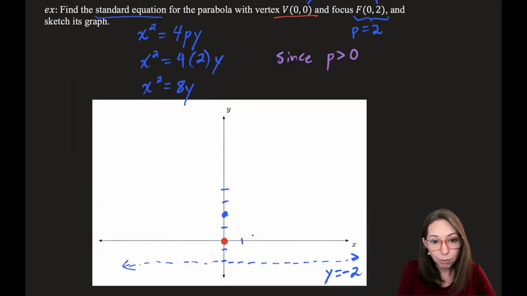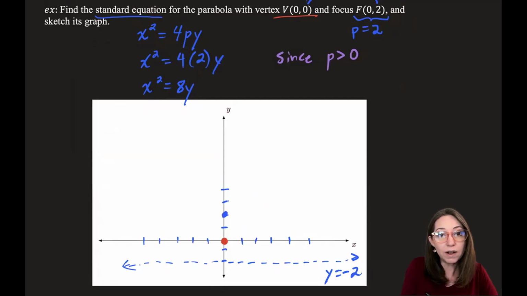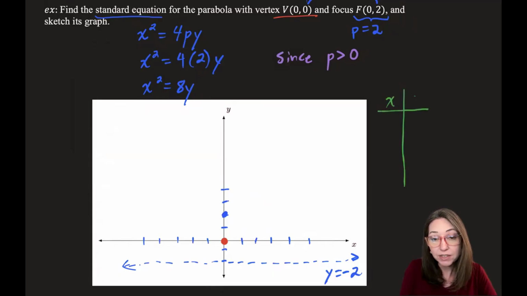Now we can plot a few more points just to get a better picture of what is going on. You can just plug in a couple of values and make a little x-y chart here to get a couple of points. I'm choosing x because that's a little easier, so let's solve that for y. y would be 1/8 x squared. So if x is 1, then y is equal to 1/8. That is easier: 1 squared times an eighth is an eighth.